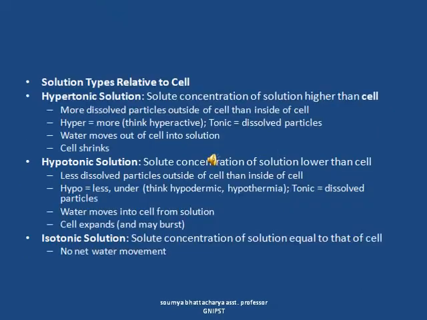Now let's discuss the solution types relative to the cell. In this regard, solutions are of three types: hypertonic solution, hypotonic solution, and isotonic solution. In case of the hypertonic solution, the concentration of the solution is higher than the cell. More dissolved particles outside of the cell than inside of the cell. Hyper means more and tonic means the dissolved particles. Water moves out of the cell into the solution and ultimately the cell shrinks.